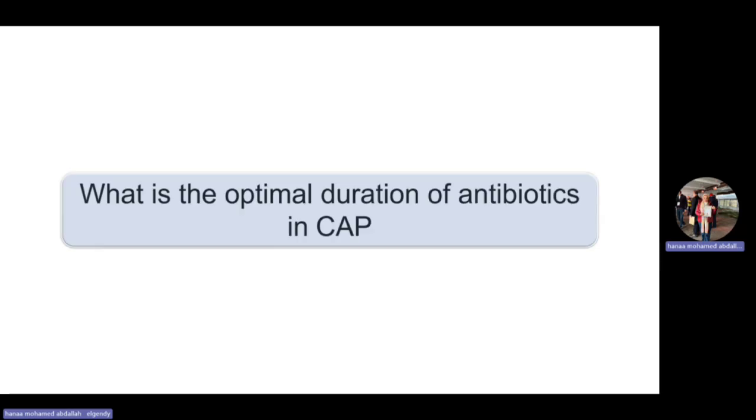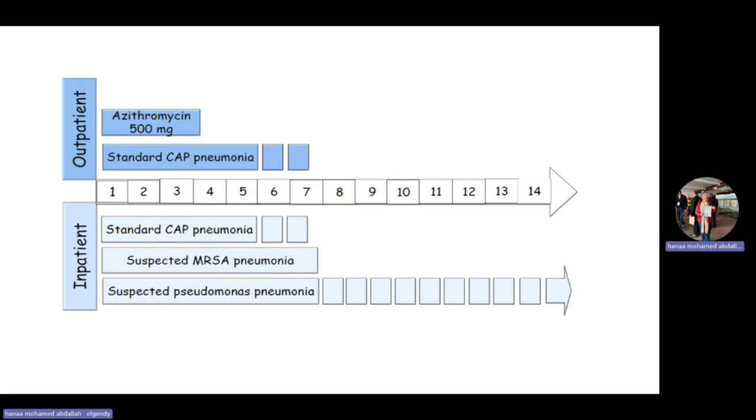So, what is the optimal duration of antibiotic in CAP? Regarding the duration, if we are using azithromycin, we can go for only 3 days. Okay, the standard CAP only 5 days. We can extend to 7 days if the patient has comorbidities. Also, in the inpatients, standard CAP for 7 days. The patient with suspected MRSA also for 7 days, but the patient with suspected Pseudomonas pneumonia, we have to extend the duration to 14 days.